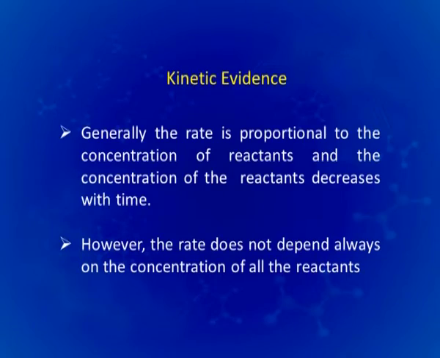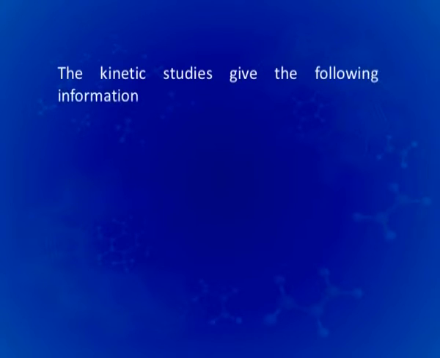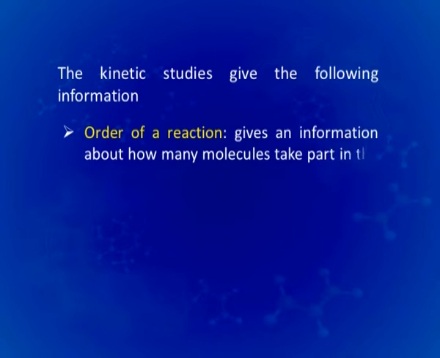See, we saw in case of SN1 reaction, that is nucleophilic substitutions which are unimolecular, have only the reactant concentration which matters when it comes to deciding the rate of the reaction. Whereas in case of SN2, that is substitution nucleophilic bimolecular, we have the rate depending on both the substrate and the reagent. The kinetic studies give the information of the order of a reaction, which gives an information about how many molecules take part in the rate determining step.